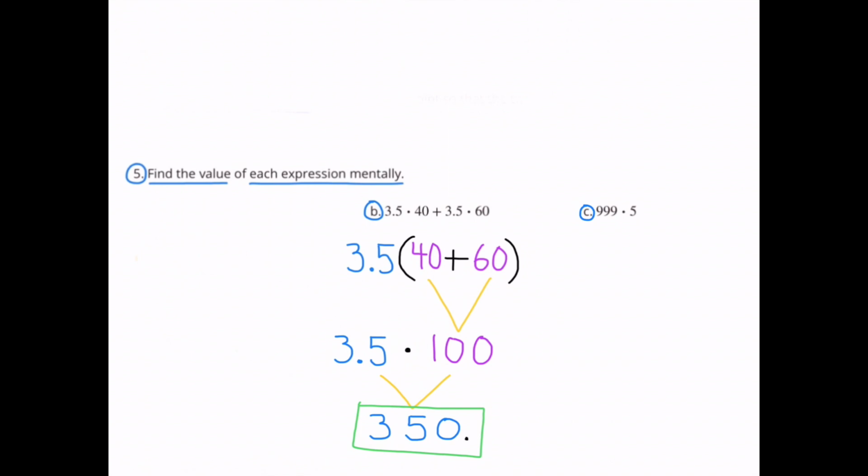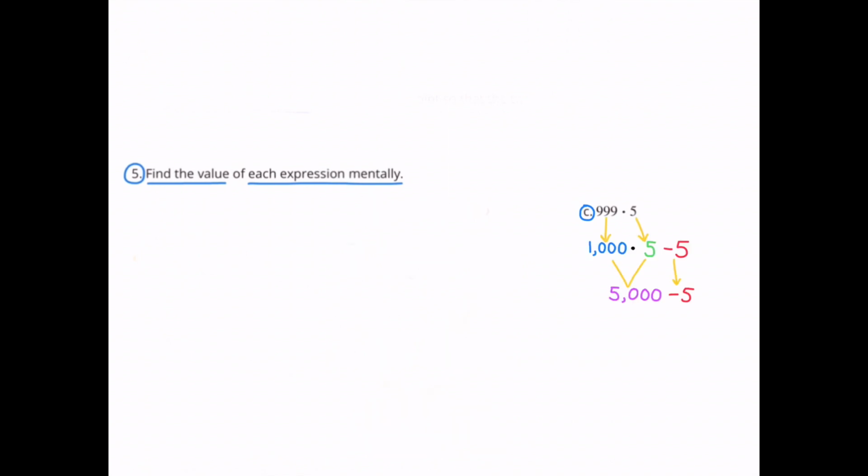C. 999 times 5. 999 is almost 1,000, so we can call it 1,000 times 5. But then we need to subtract 5 for that 1 that we added, and that 1 was multiplied by a 5. So 1,000 times 5 minus 5. That would be 5,000 minus 5. And 5,000 minus 5 is 4,995. So 999 times 5 is 4,995.